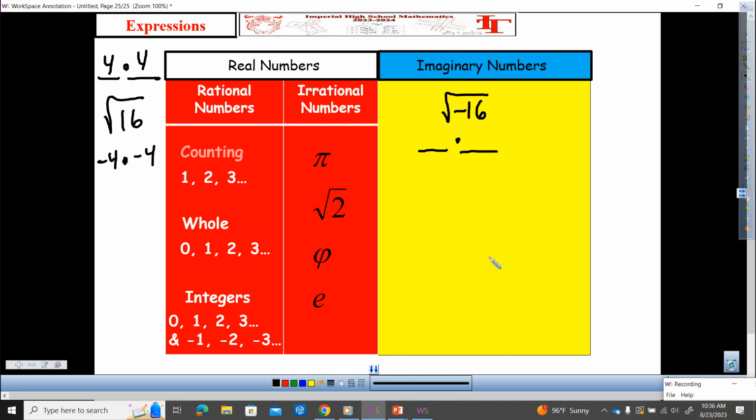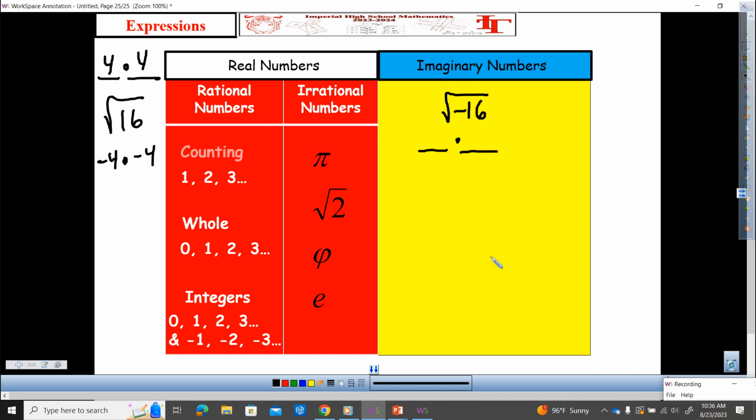Pop it over to your neighbor, please. One number times itself gives us negative 16. Is there such a thing? No. That's why we call these imaginary numbers.